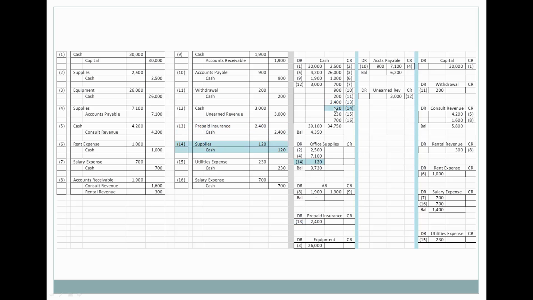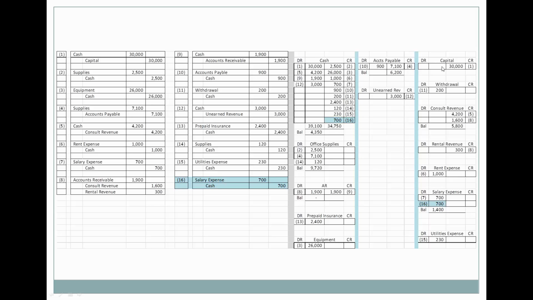Supplies increasing with the debit, cash decreasing with the credit. Utilities expense increasing with the debit, cash decreasing with the credit. Salary expense increasing with the debit, cash decreasing with the credit.